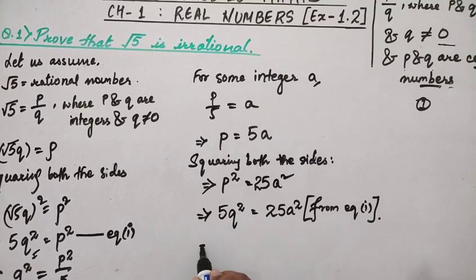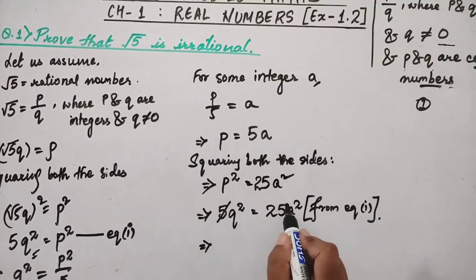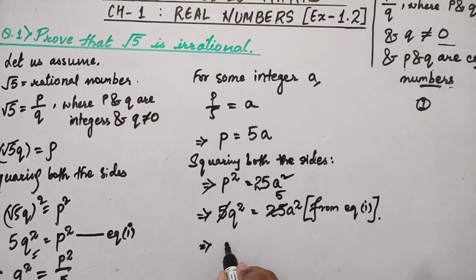Okay. Next we have 5 into 1 is 5, 5 into 5 is 25. So q square equals 5 into a square, or we can write q square by 5 equals a square.